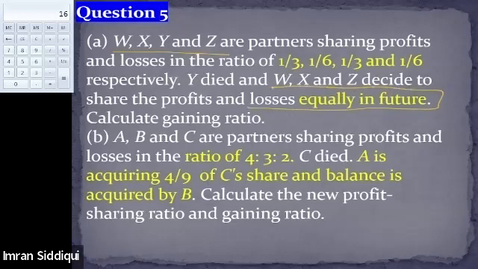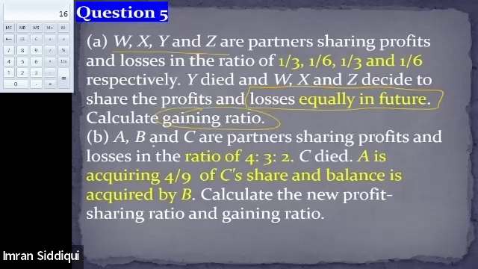in the future profit sharing ratio. So their new PSR is already given. Their new PSR will be equal, that means 1:1:1 among W, X, and Z. We need to find out the gaining ratio of the partners.